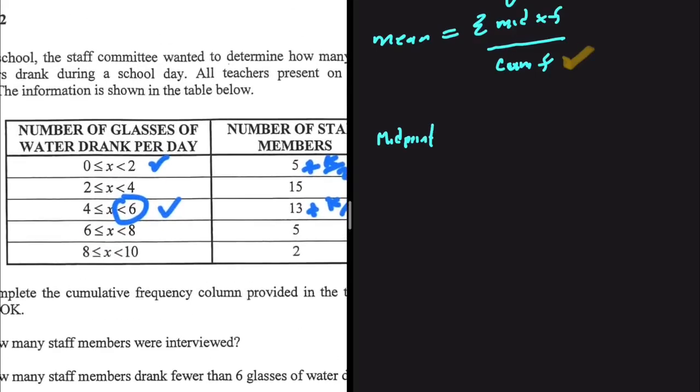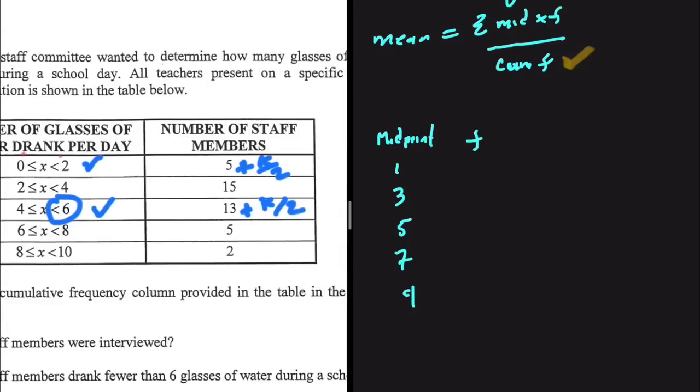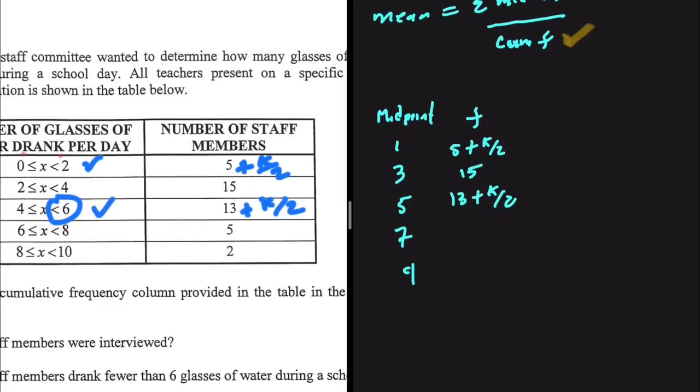What is the midpoint of 0 to 2? That is 1. The midpoint of 2 to 4 is 3. That of 4 to 6 is 5. Of 6 to 8 is 7. Of 8 to 10 is 9. So that is the midpoint. And then we have the frequency, okay? So the frequency for 0 to 2, we know that it is 5 plus k divided by 2, followed by 15, and then 13 plus k divided by 2. For 7, the frequency is 5. For a midpoint of 9 glasses, the frequency is 2, okay?